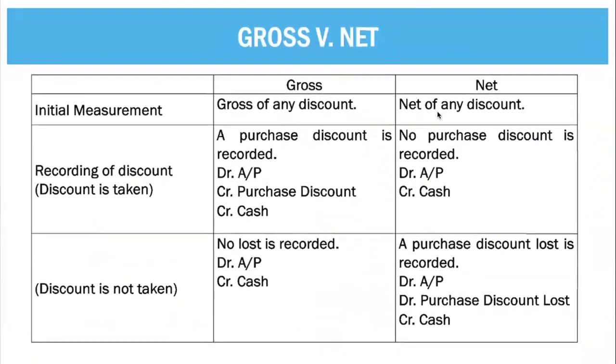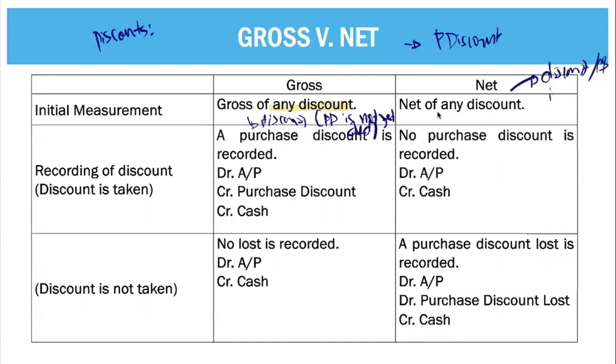Next, we talk about the recognition of your discounts, whether it is recognized gross versus net. So when we talk about gross versus net, this is the accounting for any purchase discount. Okay. So what is the difference between your gross method and net method? Under gross, it is gross of any discount, meaning the purchase discount is not yet deducted. While under the net method, the purchase discount is already deducted.